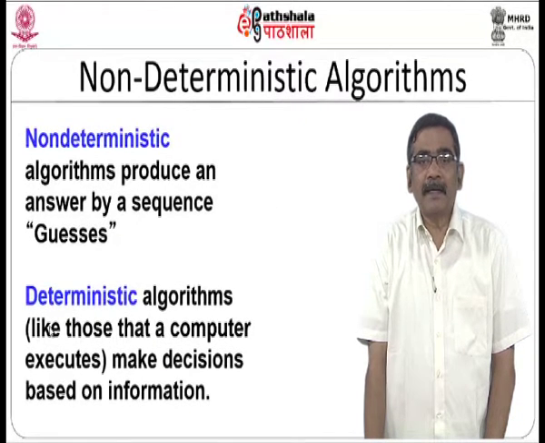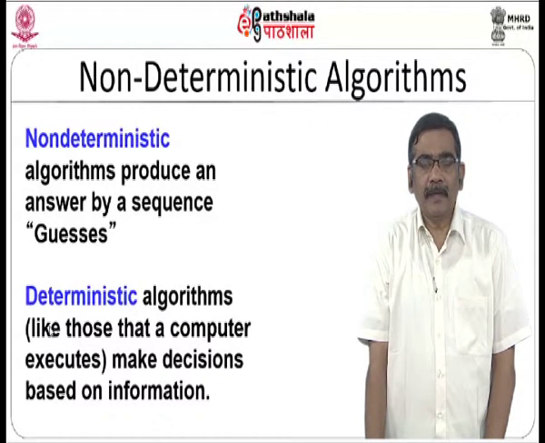Fine. What is a deterministic algorithm? So far all the algorithms which we discussed are deterministic in nature. That means the computer executes the program in a finite amount of time, and it takes decisions based on the given information. On the other hand, non-deterministic algorithms produce a sequence of guesses and try to solve the problem using the set of guesses and verifications.